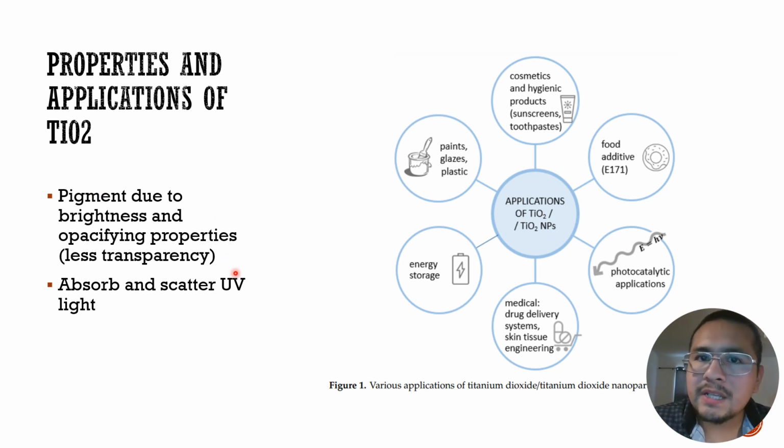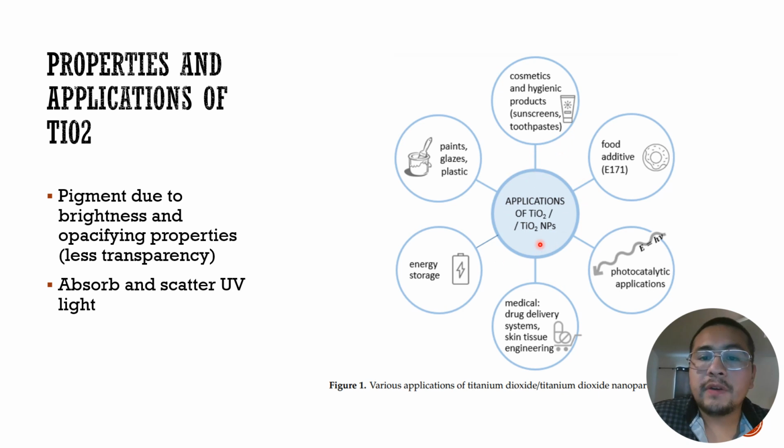They also use this in gum. Sometimes they add this to gum to also make it look less transparent, more opaque. And these particles absorb and scatter UV light, something that is useful, and you will see why.